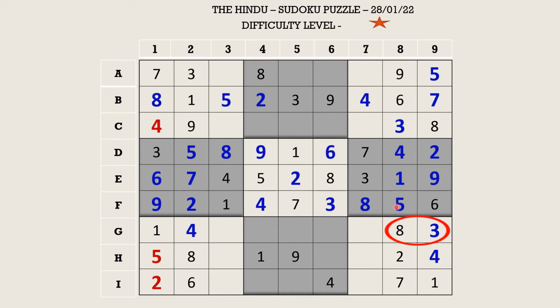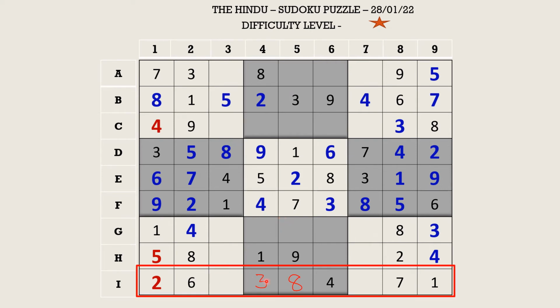There is a 3, 8 in G row which blocks these 3 cells. There is a 3, 8 in column 6 which blocks these 2 cells. So these 2 cells in the 8th block carry 3 and 8. Now there is a 3 in column 5 which blocks this cell. So I4 takes 3 and I5 takes 8. Now in row I there are only 2 empty cells left and the missing numbers are 5 and 9. There is a 5 blocking from here in column 3. So I3 takes 9 and I7 takes 5.